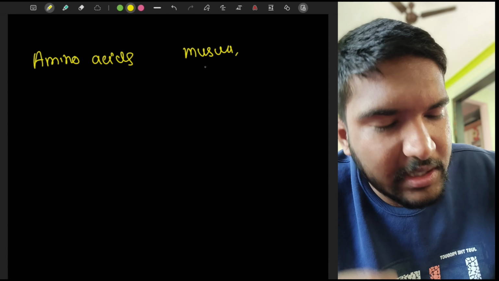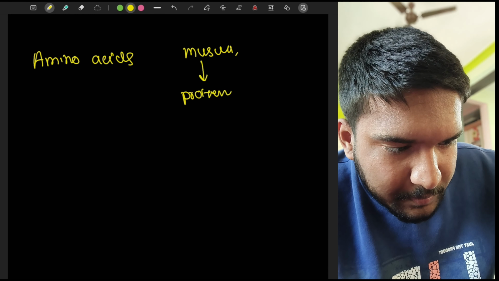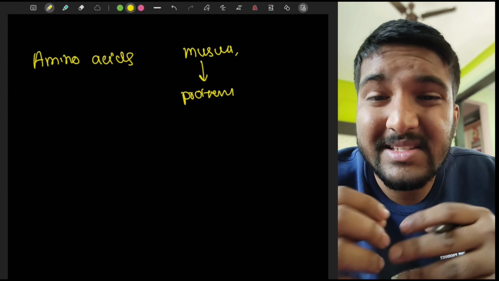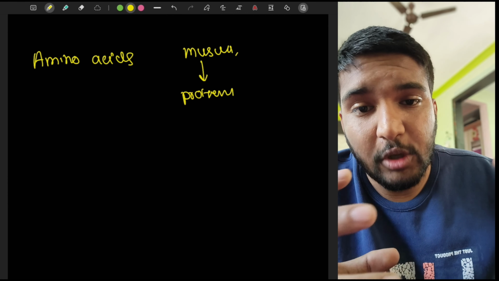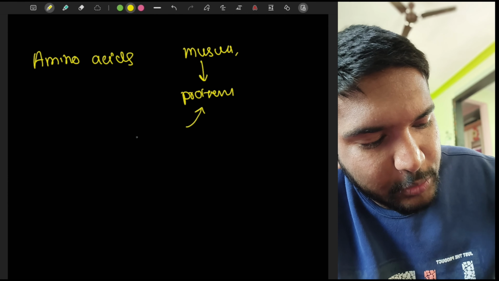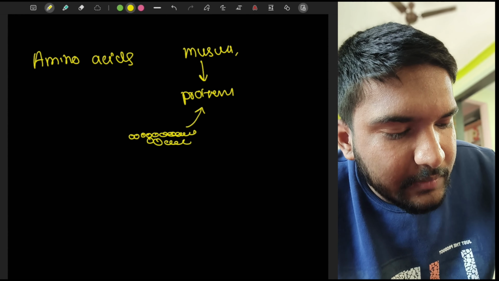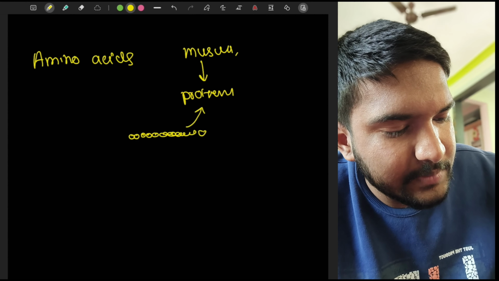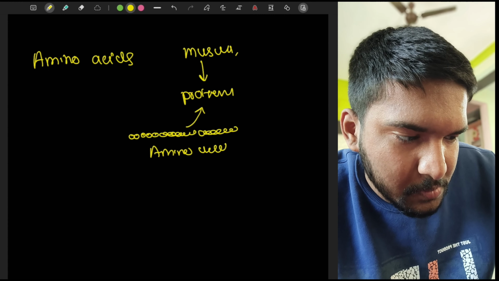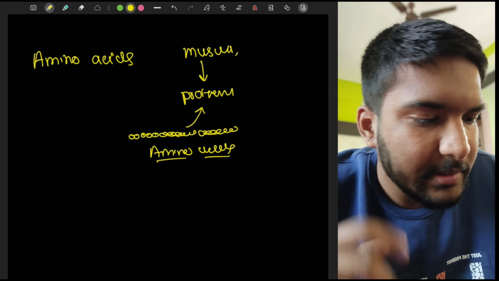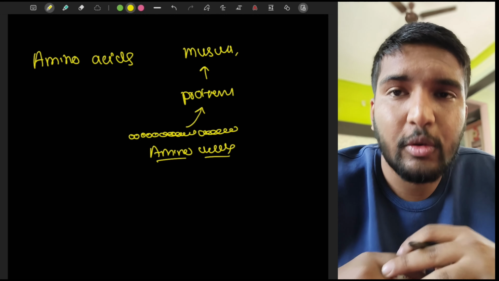But let's talk about specifically where. So muscles are made out of what? Muscles are made out of proteins. Of course, muscles are made out of cells. Then cells are made out of cell membrane, right? The cell membrane indeed has proteins in it. So talking about proteins, what exactly are proteins? Proteins are groups of very long chains of amino acids. A lot of amino acids together make proteins, and proteins make muscles and other cells of our body.